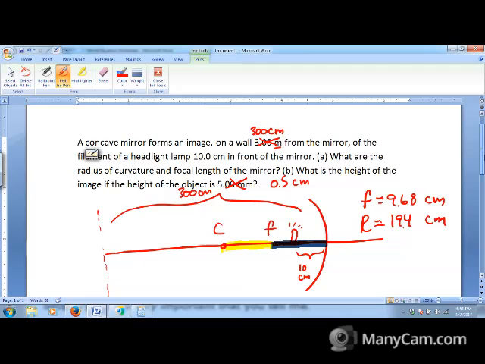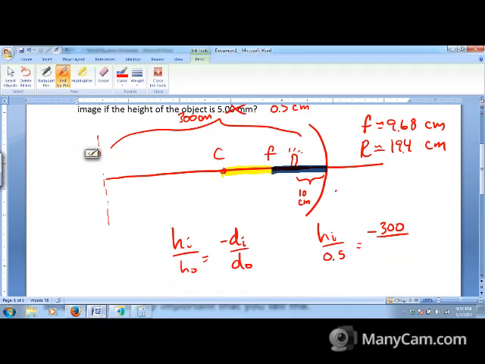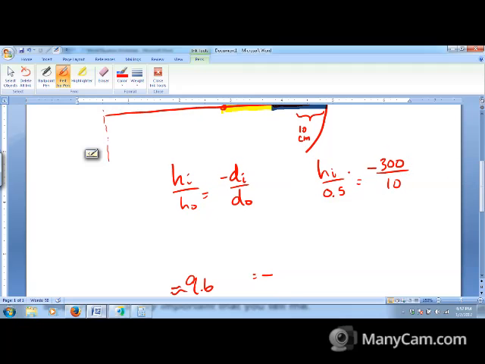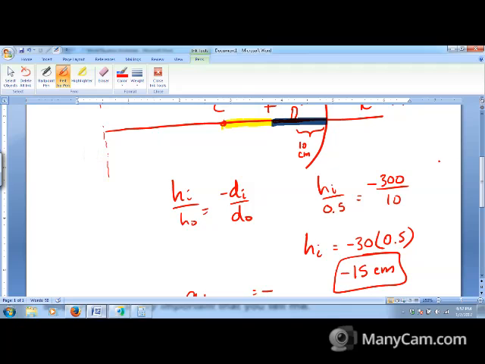Negative, and then the image distance. Well, the image distance is 300 centimeters, and we're doing everything in centimeters. And the object distance right here is 10 centimeters. So I'm going to multiply both sides by 0.5, and I get that HI is negative 30 times 0.5, or simply negative 15 centimeters. Let me just double check that that's right before moving on. Yeah, that looks about right.